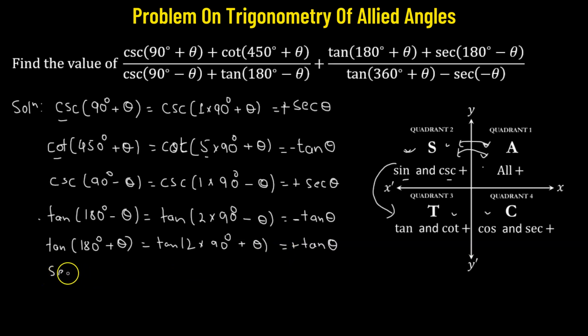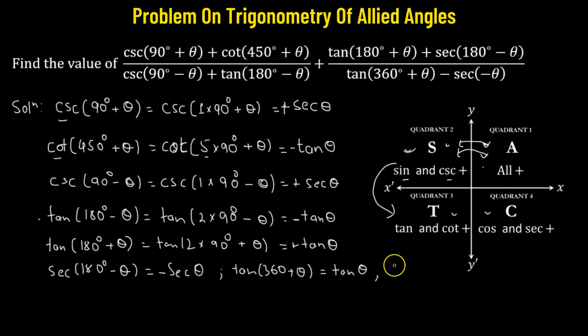Then we have secant of 180 degree minus theta. This should give us secant theta, and we are in the second quadrant, so this is going to be negative secant theta. You need to check it out. I'm leaving it as an exercise for you to try. Then we have tangent of 360 degree plus theta. This is going to be equal to positive tangent theta, since 360 plus theta means we are in the first quadrant. And finally, we have secant of negative theta. Now secant is an even function, so secant of negative theta is going to be secant theta.